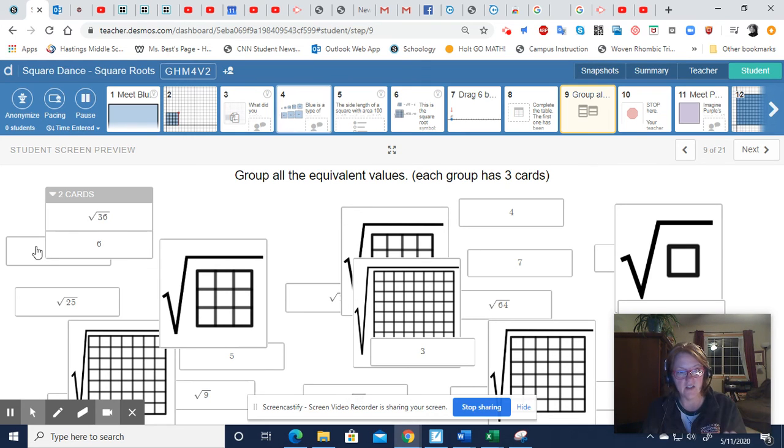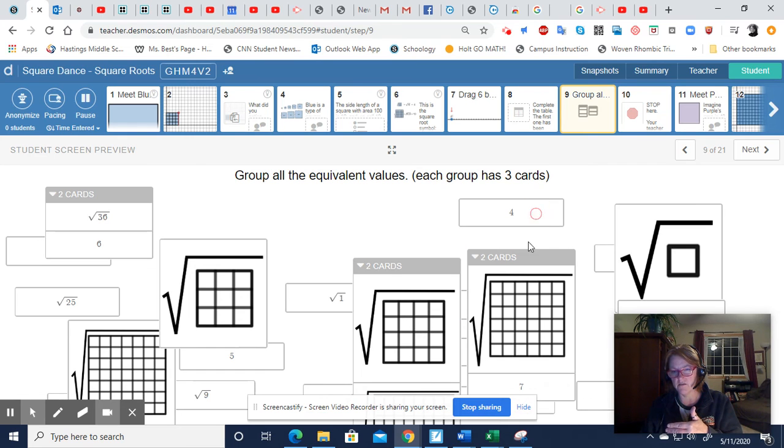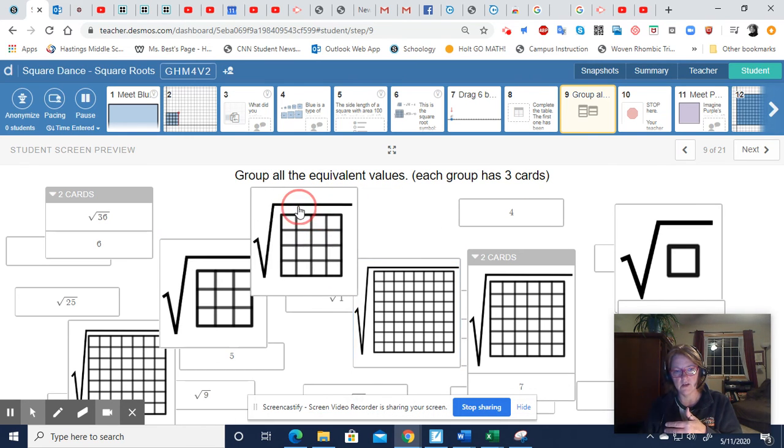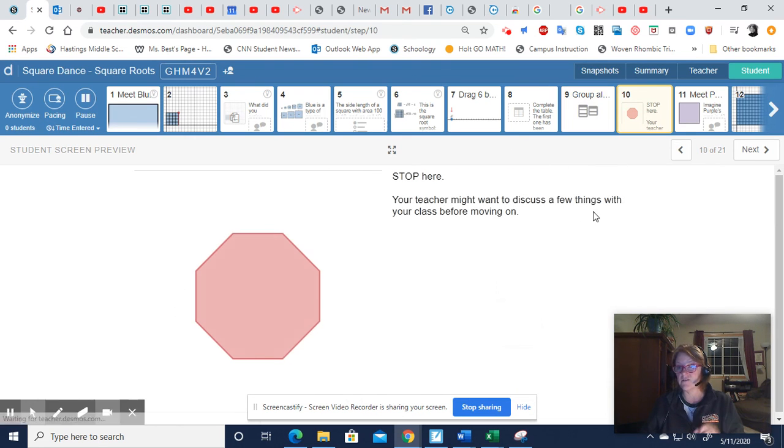You have to find the picture. So you'll see there are all these different kinds of pictures in here that you have to group together to make a chunk. You're going to have a whole number, you're going to have a square root symbol, and you'll have a picture. Put the three together that make one group or one card, and that's it for today.